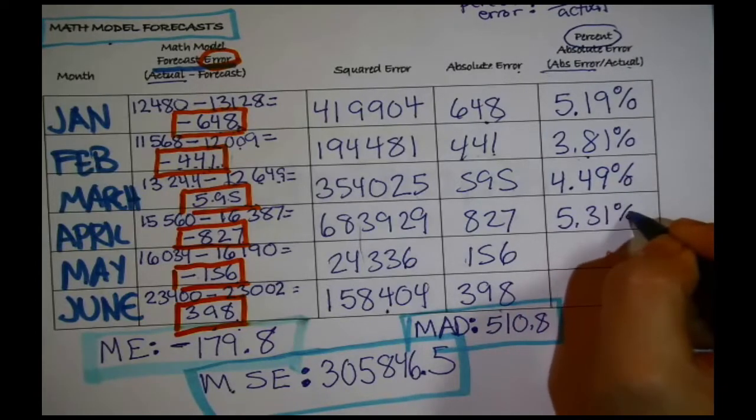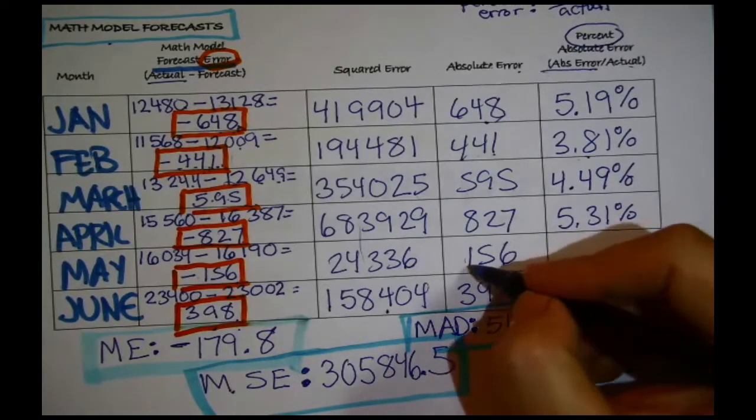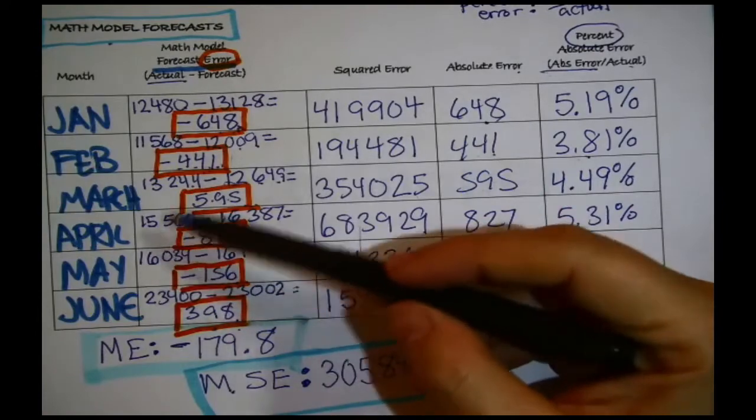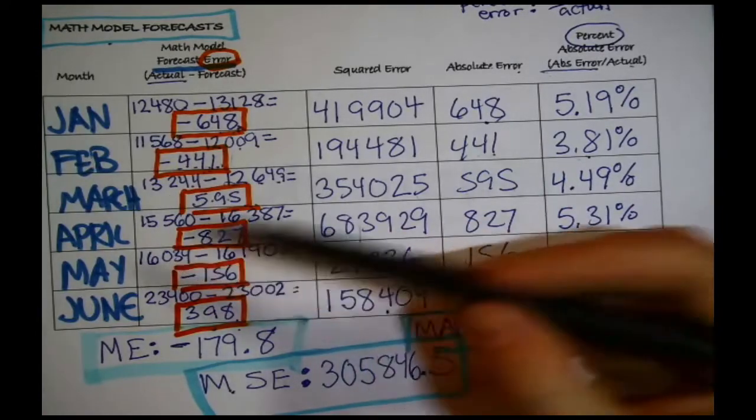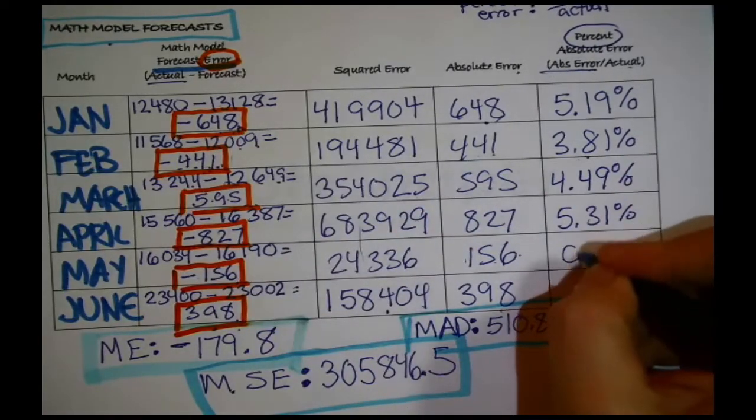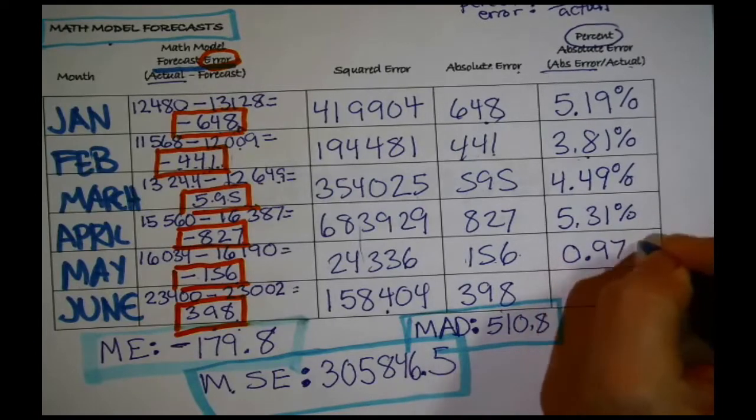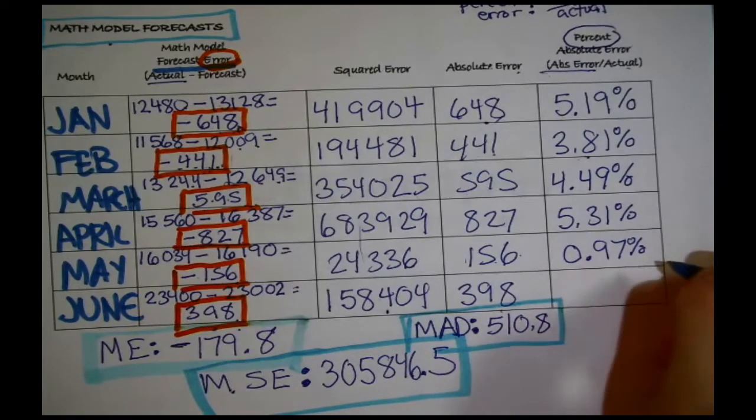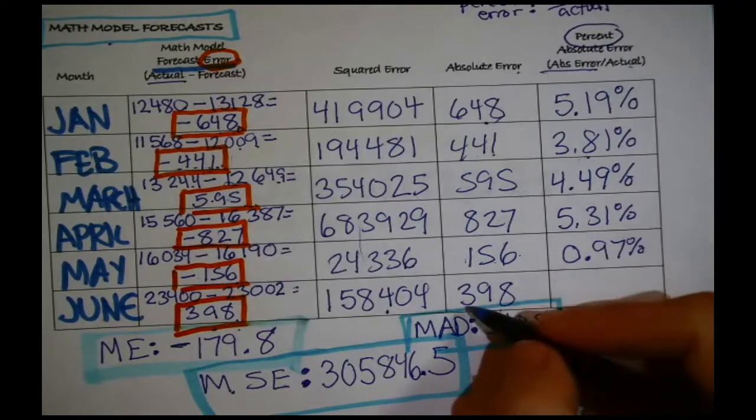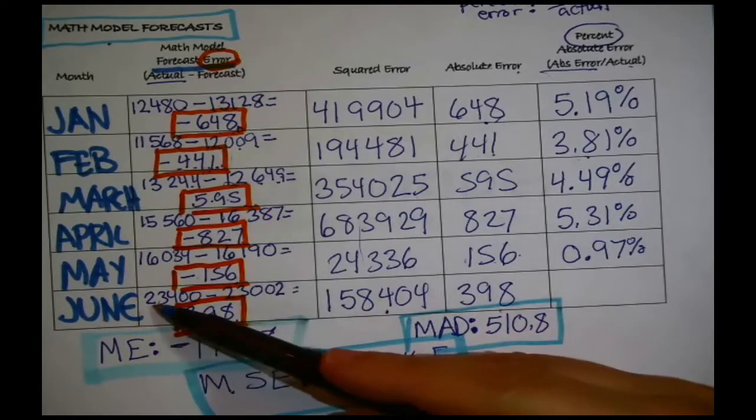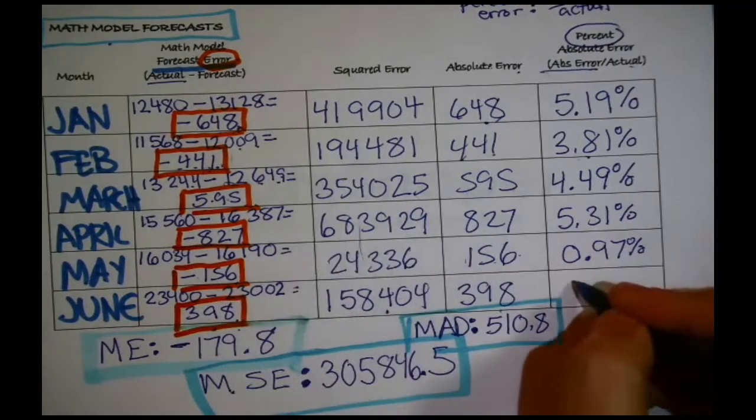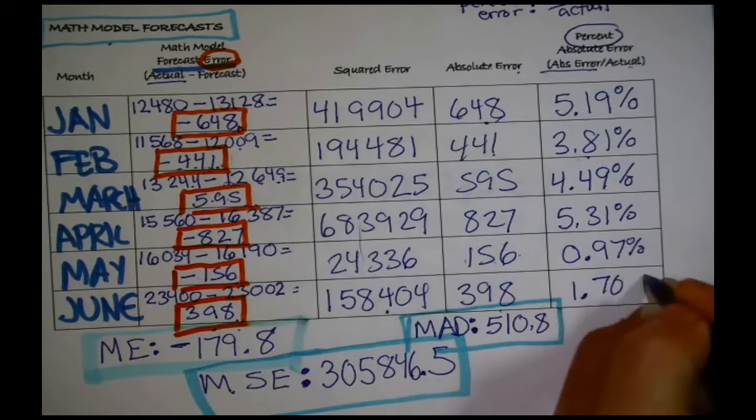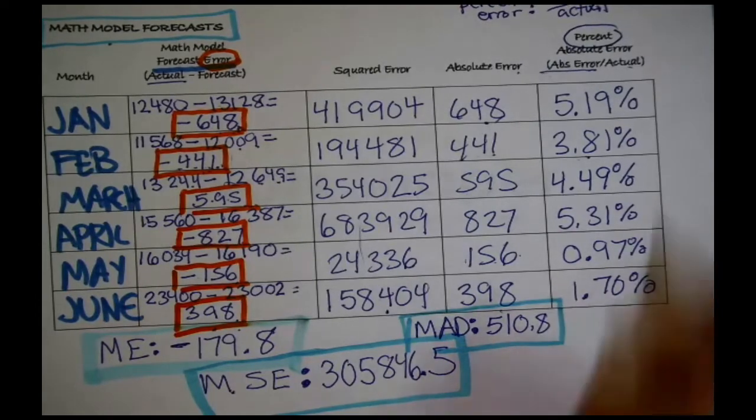Then the same calculations, 156 divided by 160034. It's not much of an error. I get 0.97, less than 1% error in May. And then finally, 398 divided by 23400, I get 1.7%. Okay, why did I do all that?